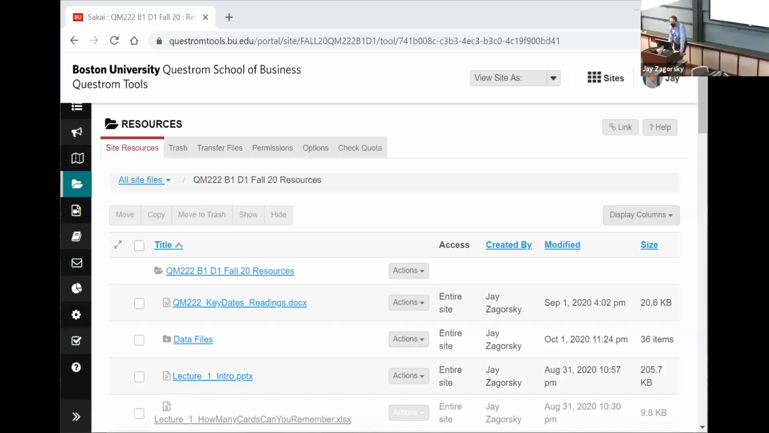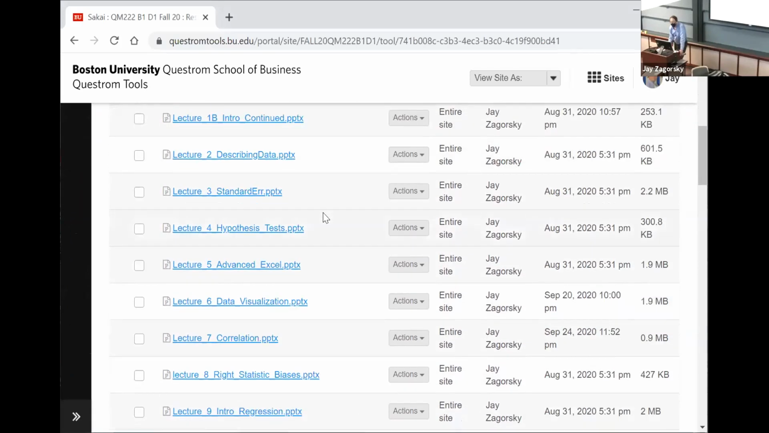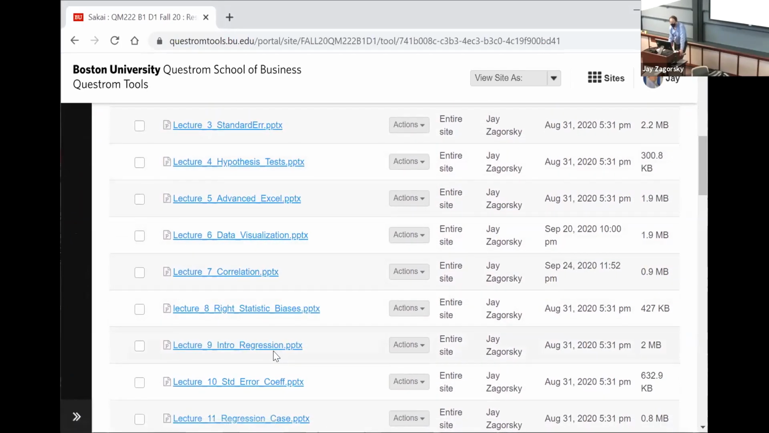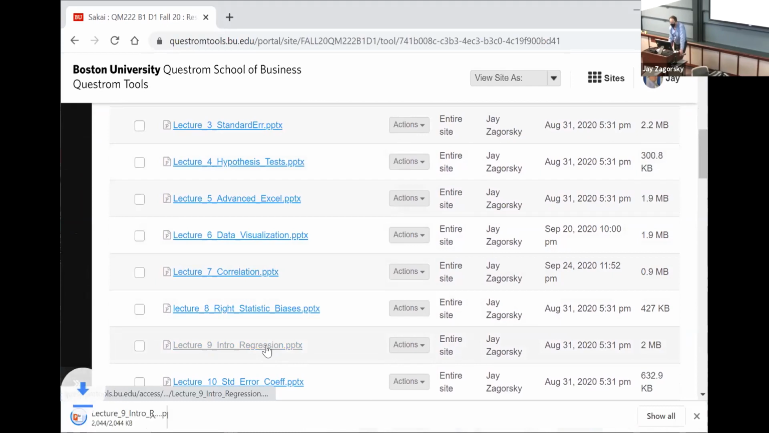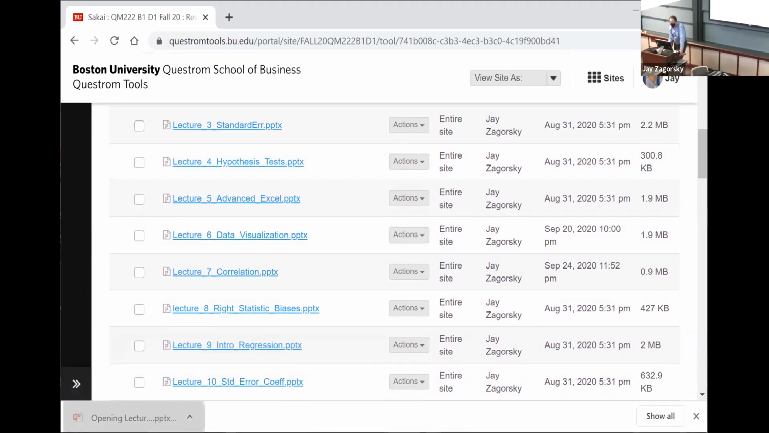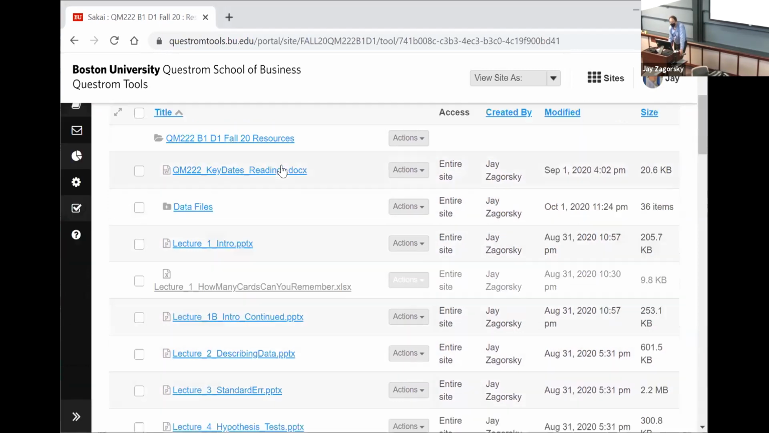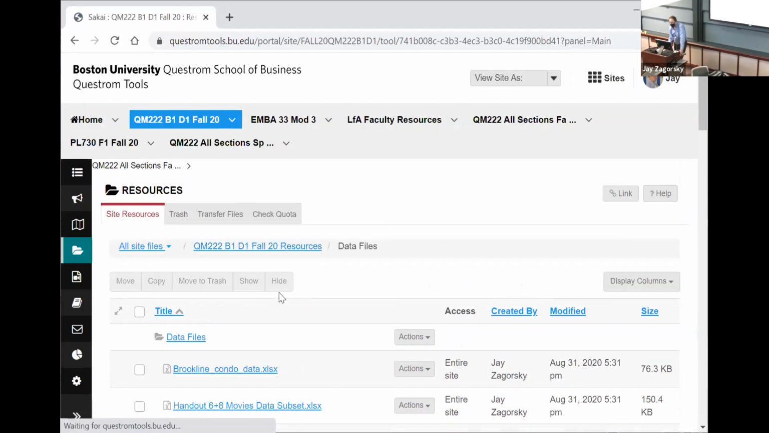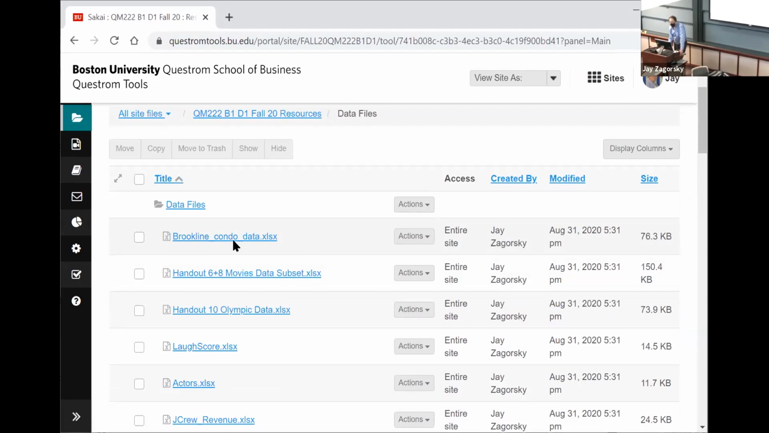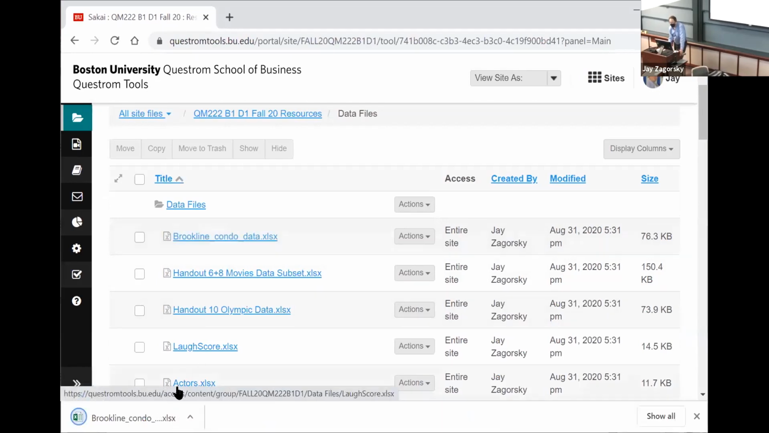Let me show you real quick what we're doing today. Share a screen. I'm under resources, and what we're doing is introduction to regressions. So let me open that up, lecture 9. And for data files, we need the very top one, brooklinecondodata.xls. Let me open that one up also.